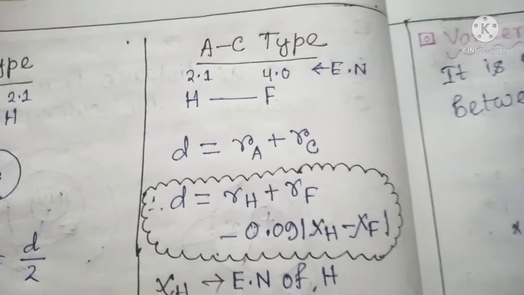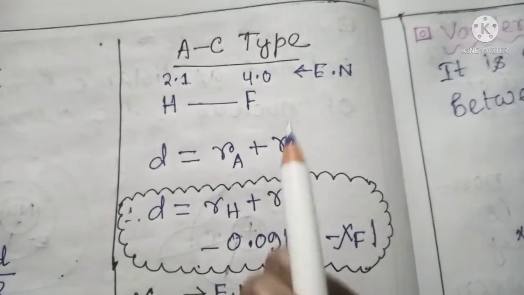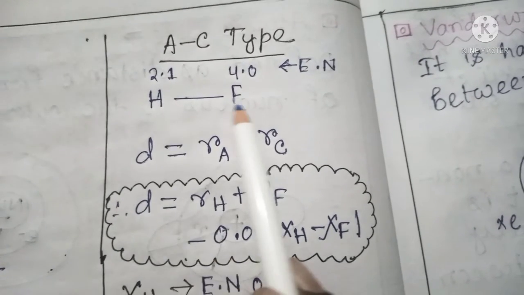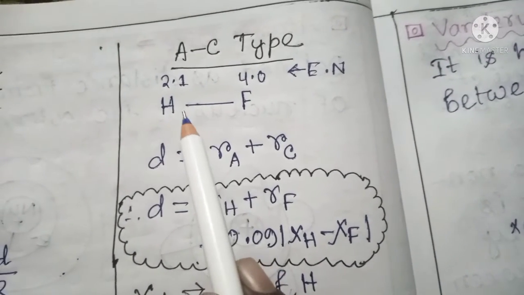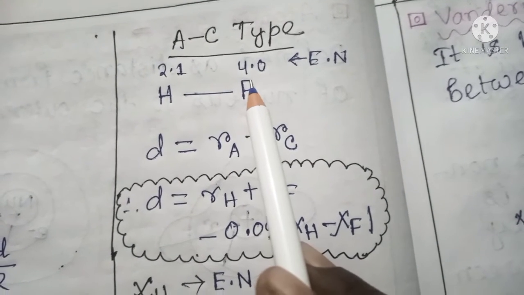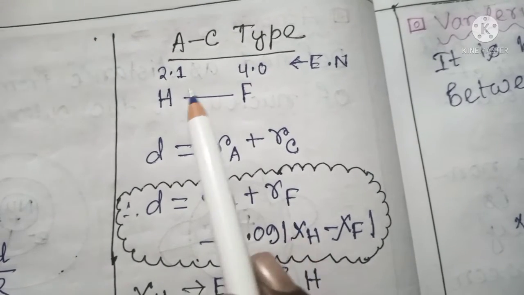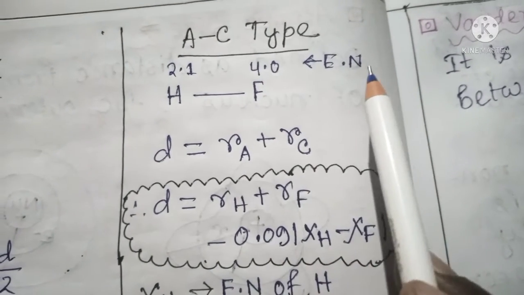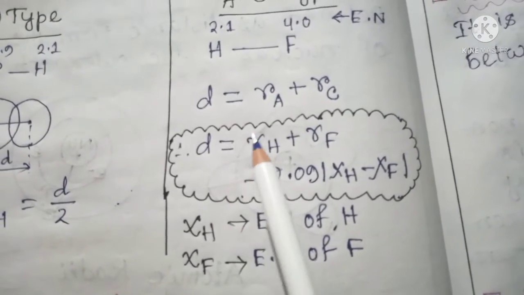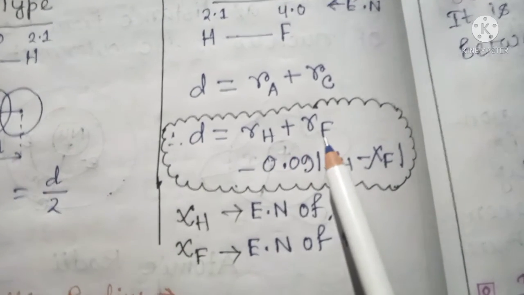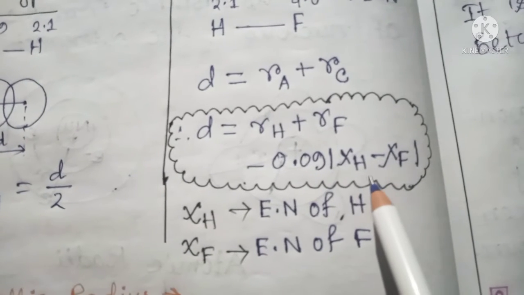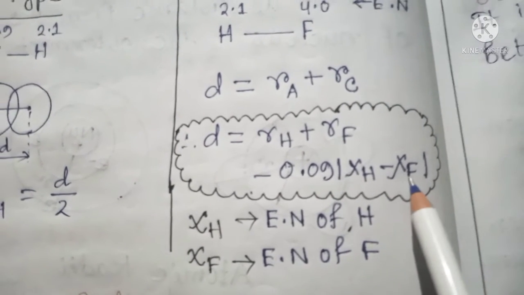Now here we came to AC type. In case of AC type, we consider the electronegativity difference, and here we take the example of HF. Electronegativity of H is 2.1 and electronegativity of fluorine is 4.0. So the electronegativity difference is clearly noticeable. And the bond length d of AC type will be equal to R of H plus R of F minus 0.09 times the modulus of electronegativity of hydrogen minus electronegativity of fluorine.